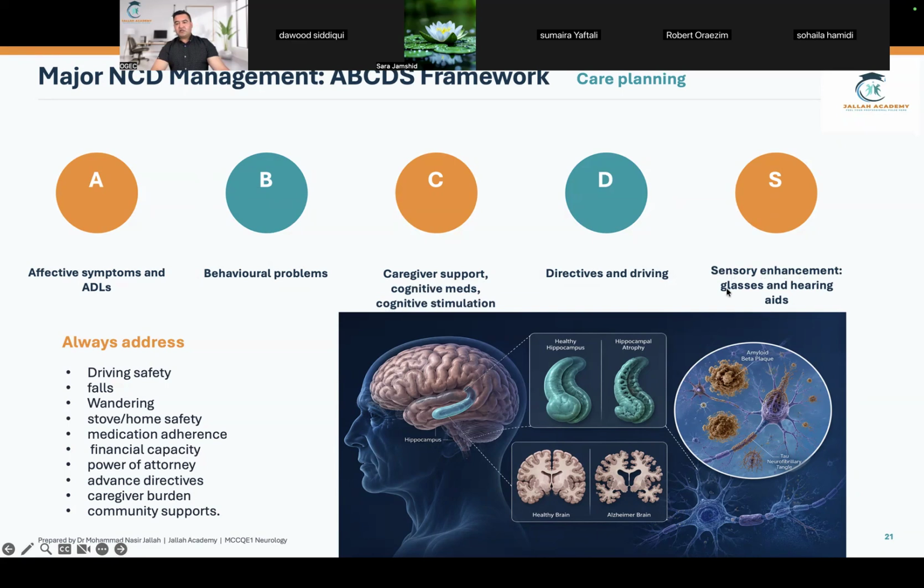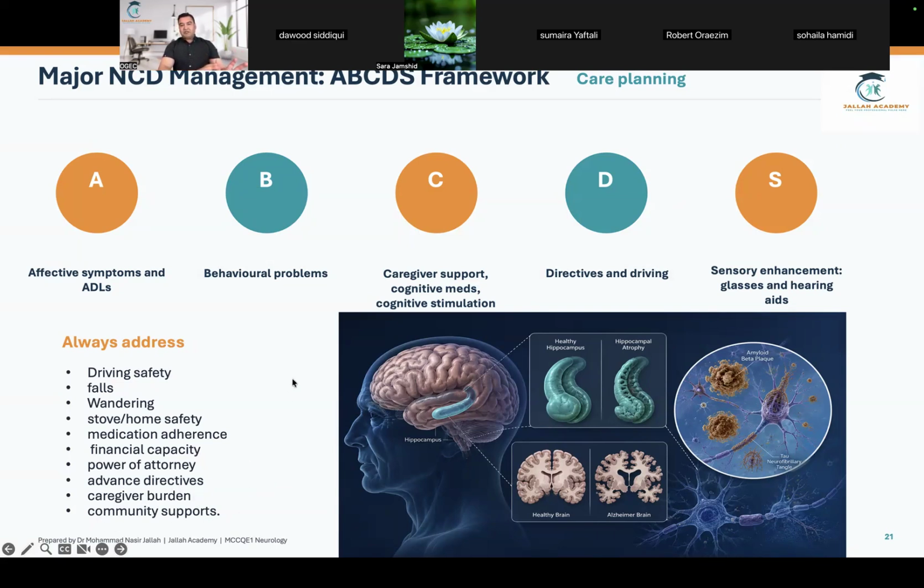S for sensory enhancement, glasses and hearing. D for driving, very important. C for care. And B for behavior, and A for affective symptoms. Always address these, which we already talked about, right? The driving, safety, falls, wandering, stove, medication, finance, power of attorney, advance directive, caregiver burden, and community support.